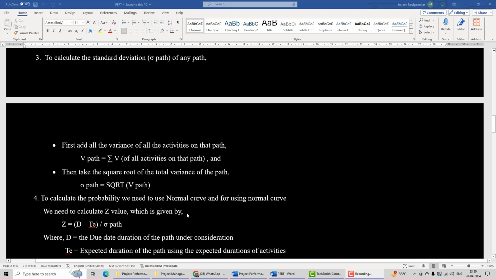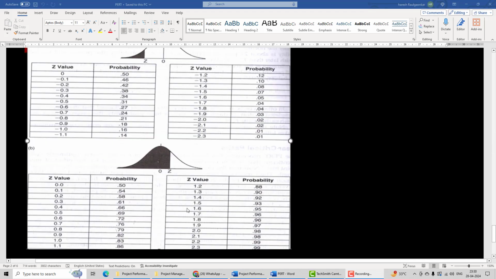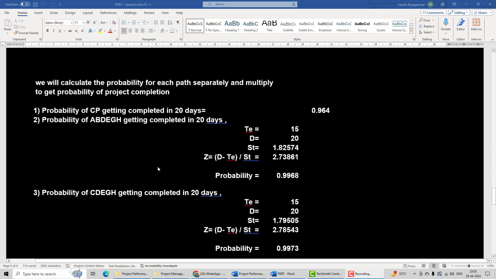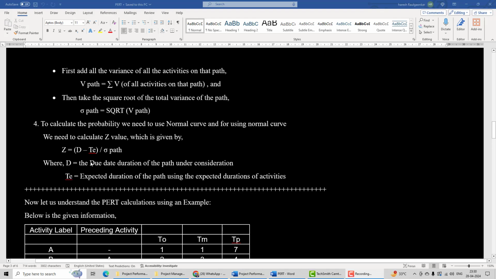Now to calculate probability, we need to use the normal curve or normal table, which is given here for your reference. This is the normal curve in which we require the z value and then the value under the curve, which will give us the probability, right? If z is positive, then the probability will be given by this below table. If it is less than 0, that is a negative value of z, you will use the upper table. So let us go back.